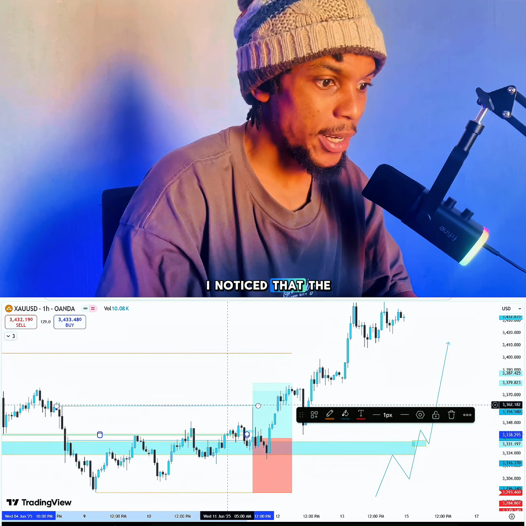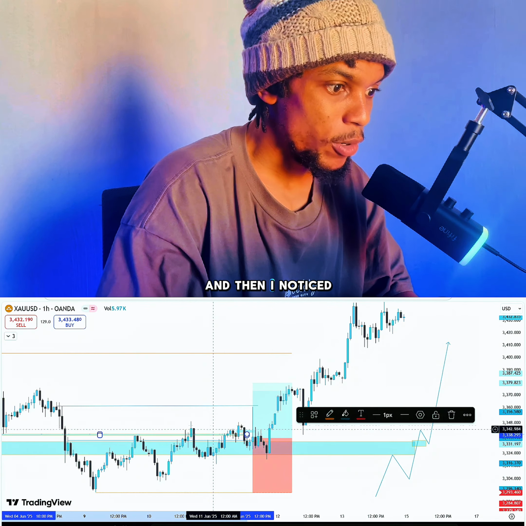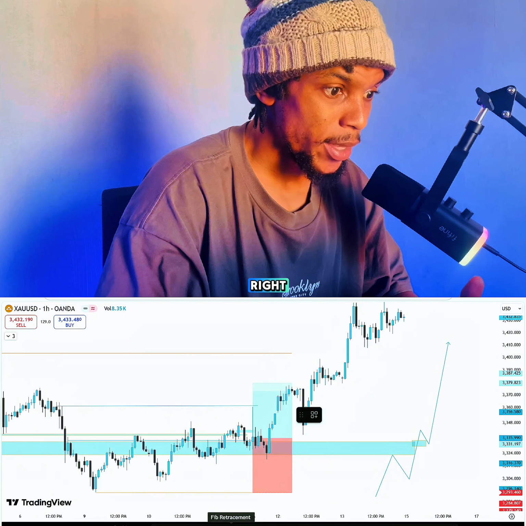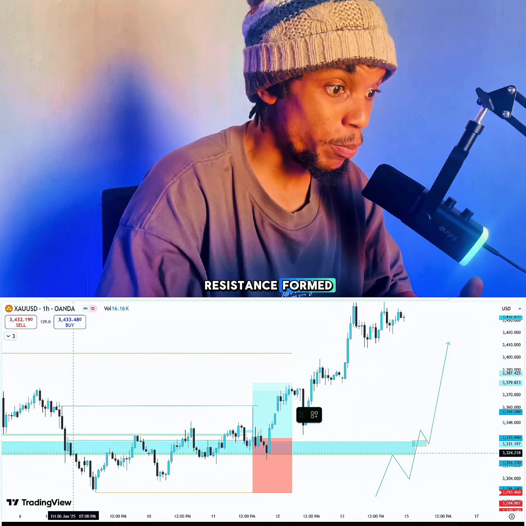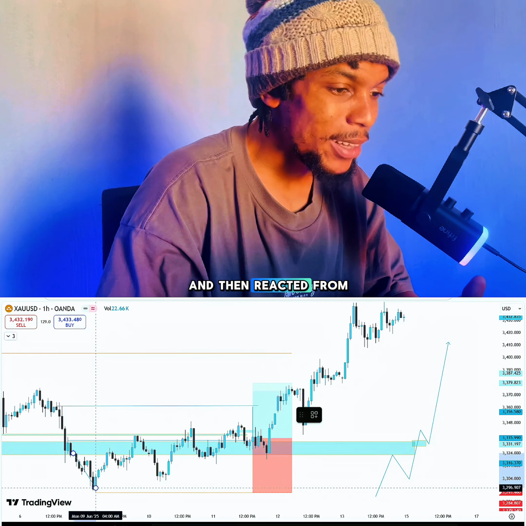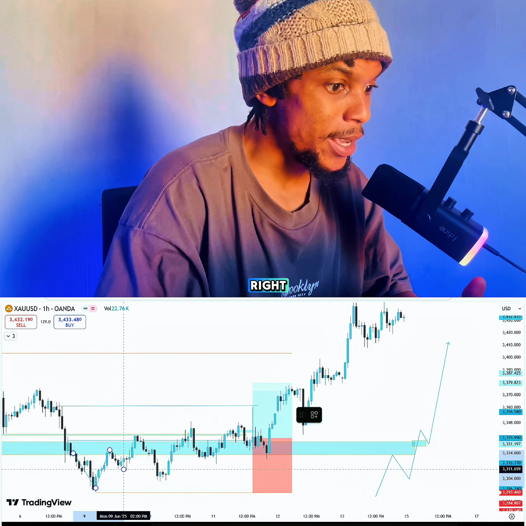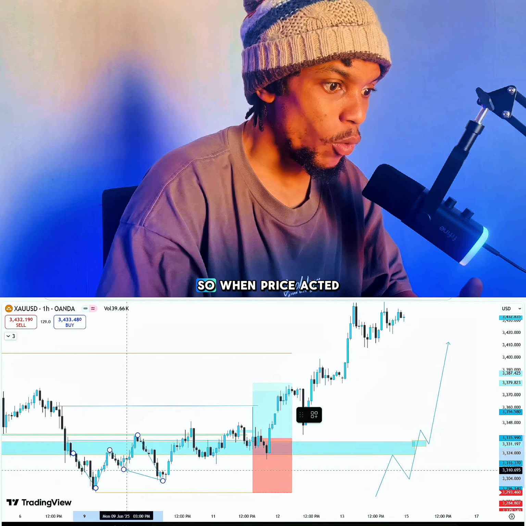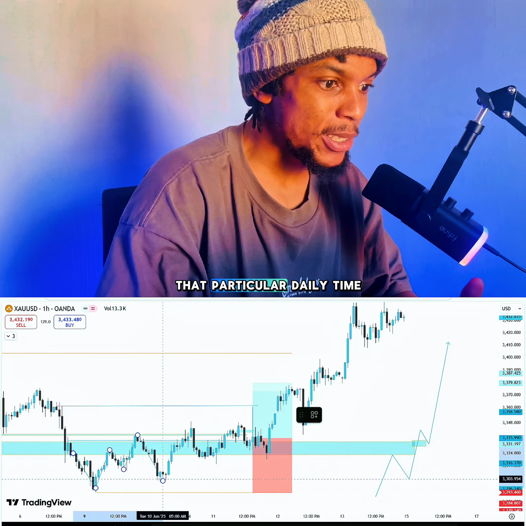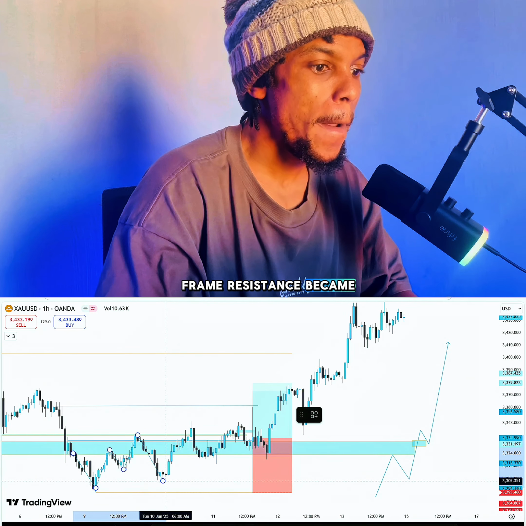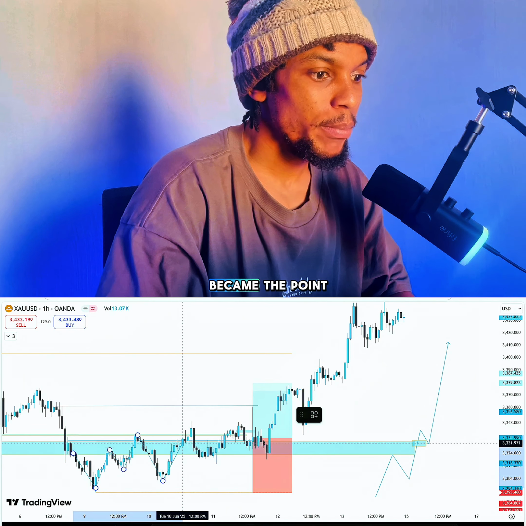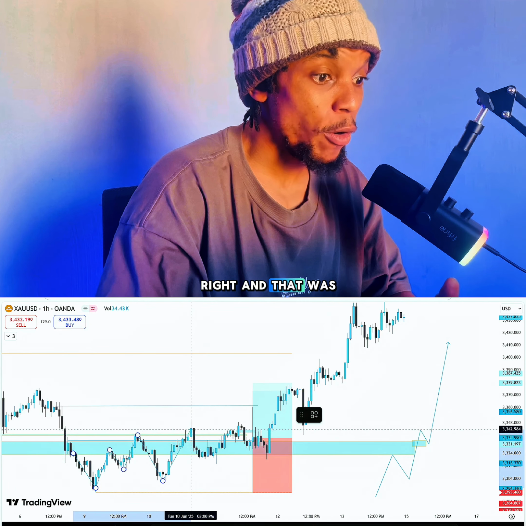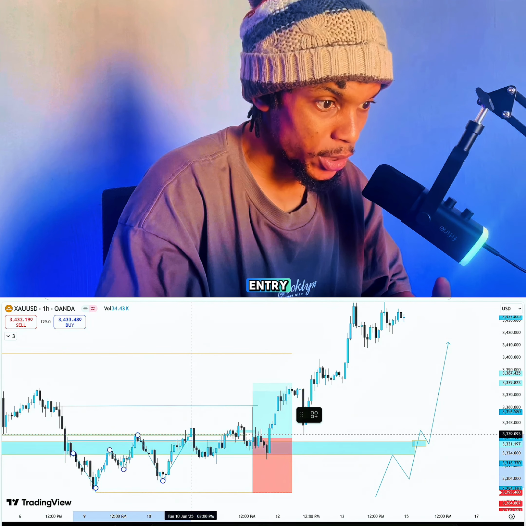So what did I see here? I noticed that the daily time frame resistance formed, and then price started reacting like I said it would, right? After the daily time frame resistance formed, price met it and reacted like it was going to keep coming down, breaking below this particular low that brought price to it, right? So when price acted like that, that particular daily time frame resistance became my interest, the point I was expecting price to break for me to see a trade, right? And that was how I took this trade from this first entry instead of the second entry.